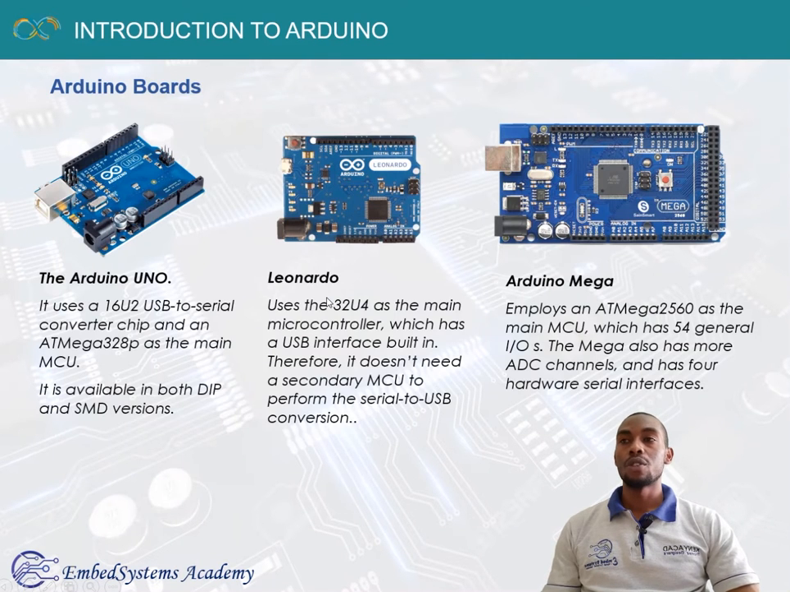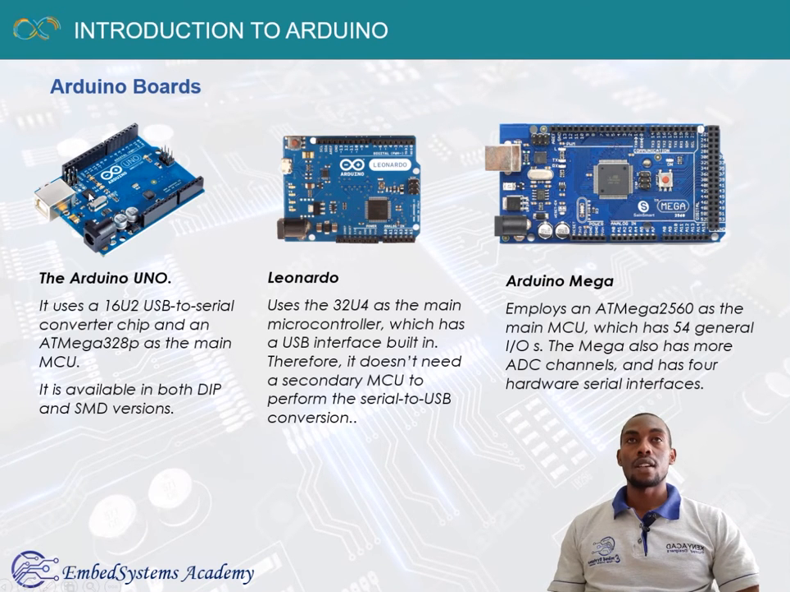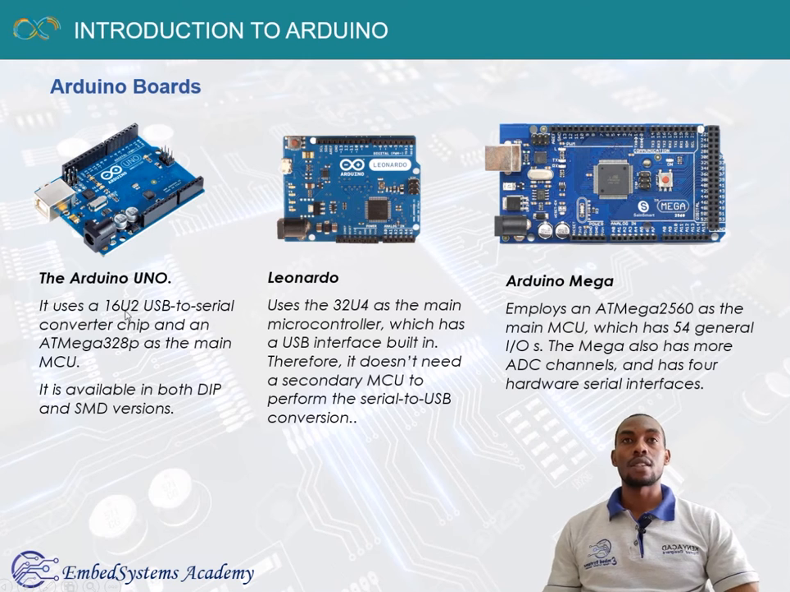So we have various Arduino boards. Of course, the major one is the Arduino Uno that uses a small chip here, the Atmega 16U2, that converts USB to serial for it to be able to program the Atmega 328P. Of course, we have two variants, so it's available in DIP and SMD versions. SMD, that's a surface mount version, that is a small chip. We have also Leonardo. We have Arduino Mega that has more pins. It uses Atmega 2560 as the main microcontroller.